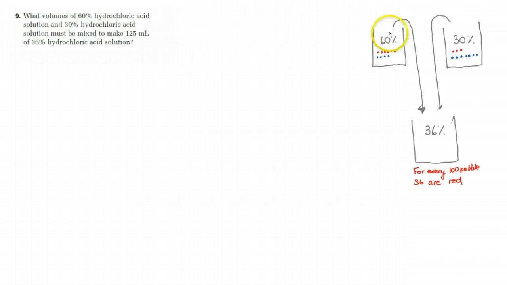If we think about the amount poured from the 60% solution as x, and the amount from the 30% solution as y, we can think of the total as x plus y. And the question says there's 125 milliliters in this. So our first equation is x plus y equals 125.